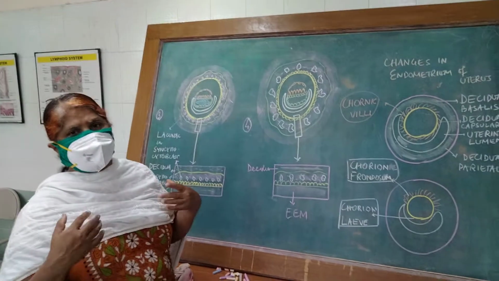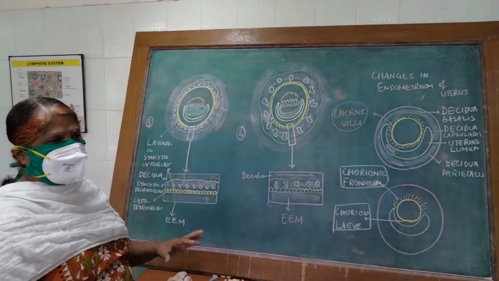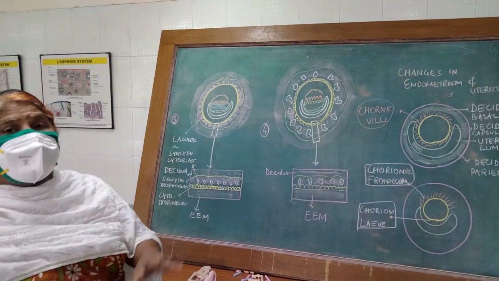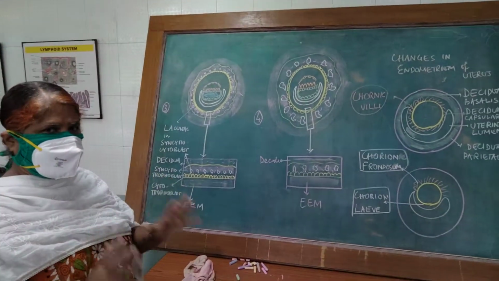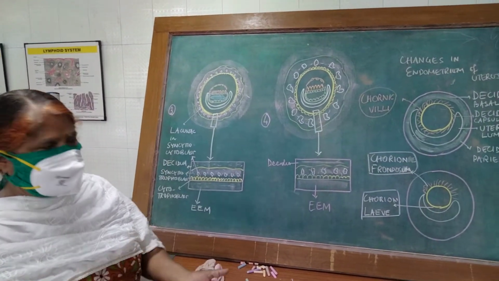Then we will see the formation of the villi, the chorionic villi. We will see in the next class the formation of the primary villi, secondary villi, tertiary villi, and establishment of the circulation of the maternal blood with the fetal circulation. We will see that in the next class.